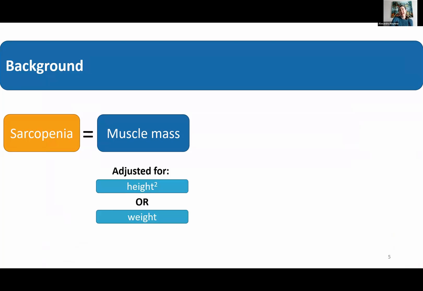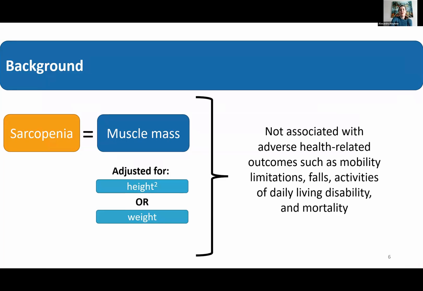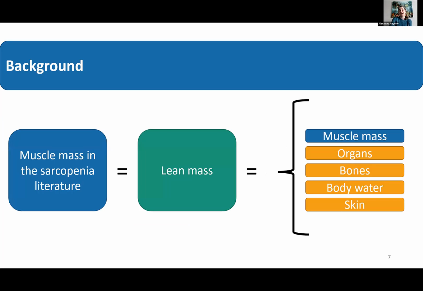And in 1988, the first definition of sarcopenia was developed, and low muscle mass was adjusted for either height squared or weight. And if you had low muscle mass, you were considered sarcopenic. However, in the next decade or so, the research very clearly showed that these early definitions of sarcopenia were not associated with adverse health-related outcomes, such as mobility limitations, falls, activities of daily living disability, or mortality.